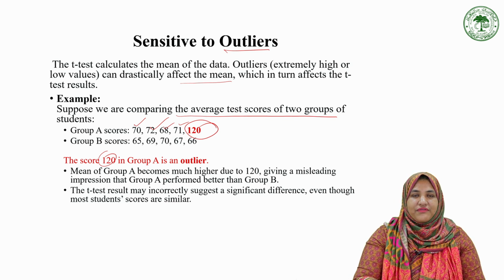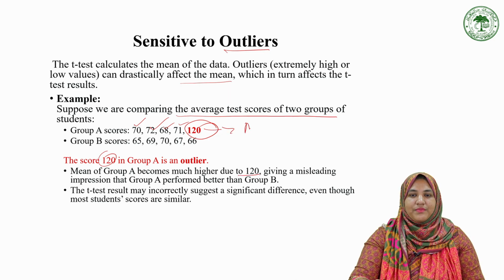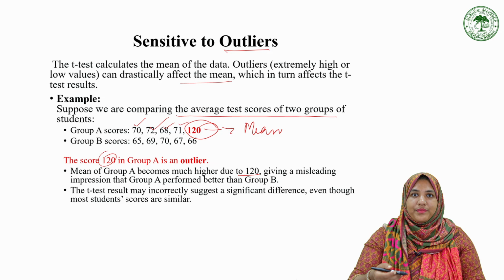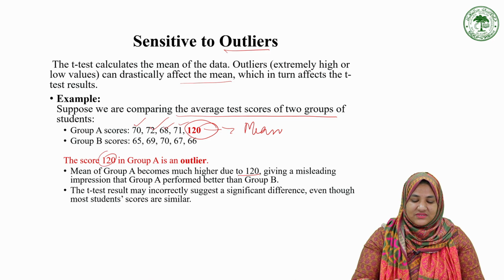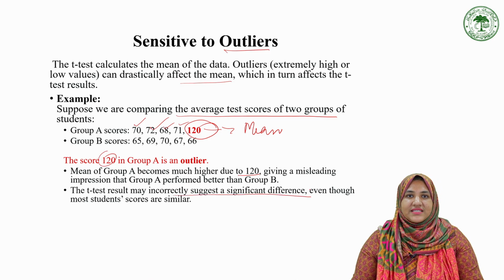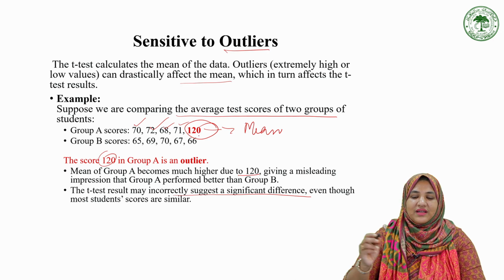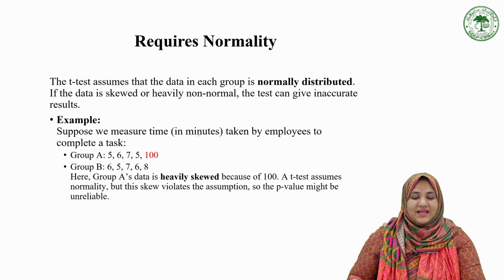So here, the mean of group A may become much higher due to 120. Because of this, the mean values may have a huge difference. It may give a misleading impression that group A is performing better than group B. The t-test result may incorrectly suggest a significant difference, even though most of the students have almost similar scores. Even though the means are almost similar, it may give you a significant result which is genuinely not significant because of this particular outlier. So that means it is sensitive to outliers. That is also one of the challenges.